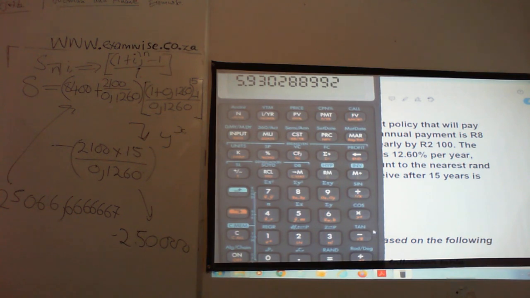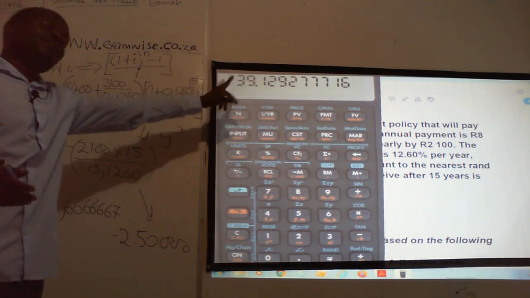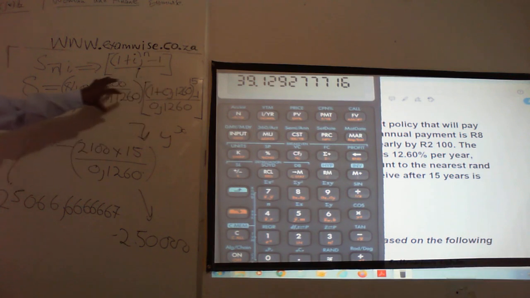Then we are subtracting that 1. So we are saying minus 1 and then we said equals to, then we said divided by 0.1260, and then we said equals to. So it means this part here inside the brackets gives us 39.129.